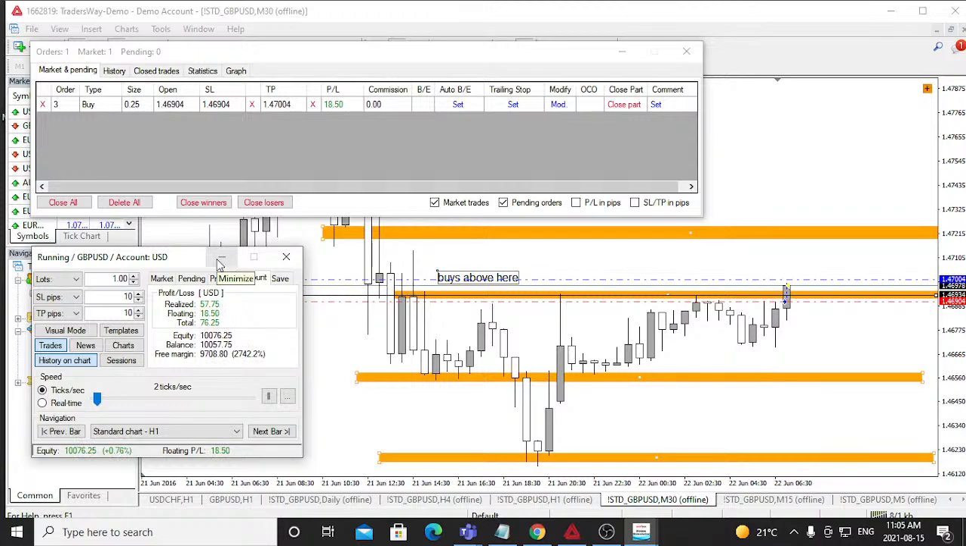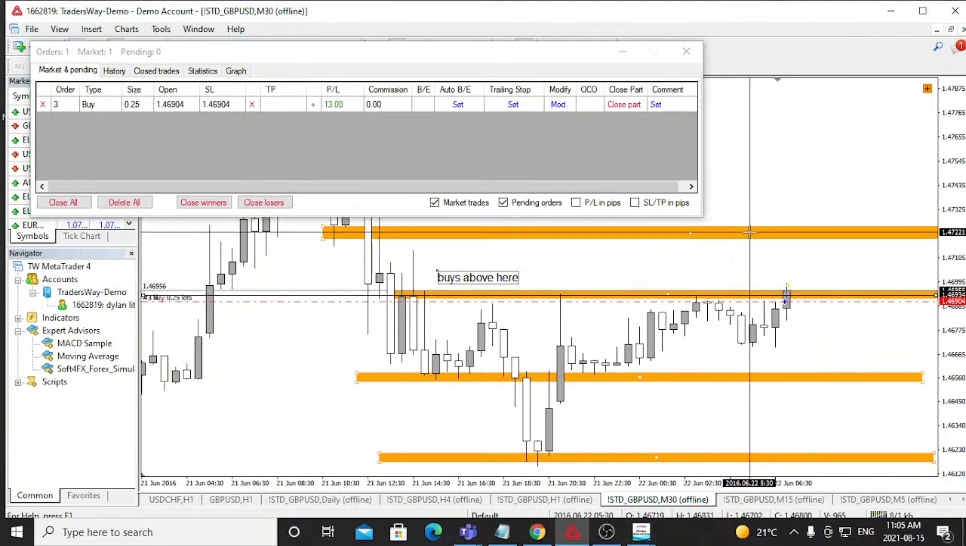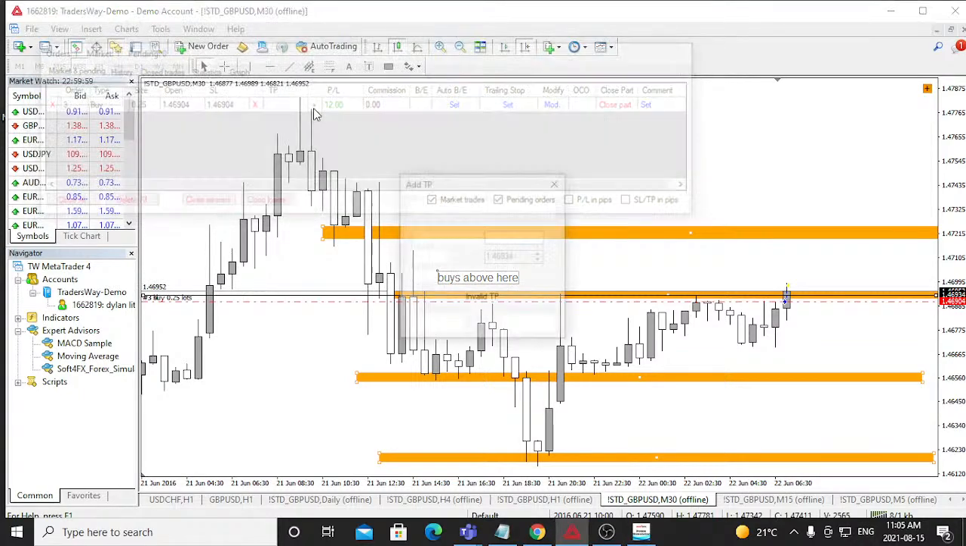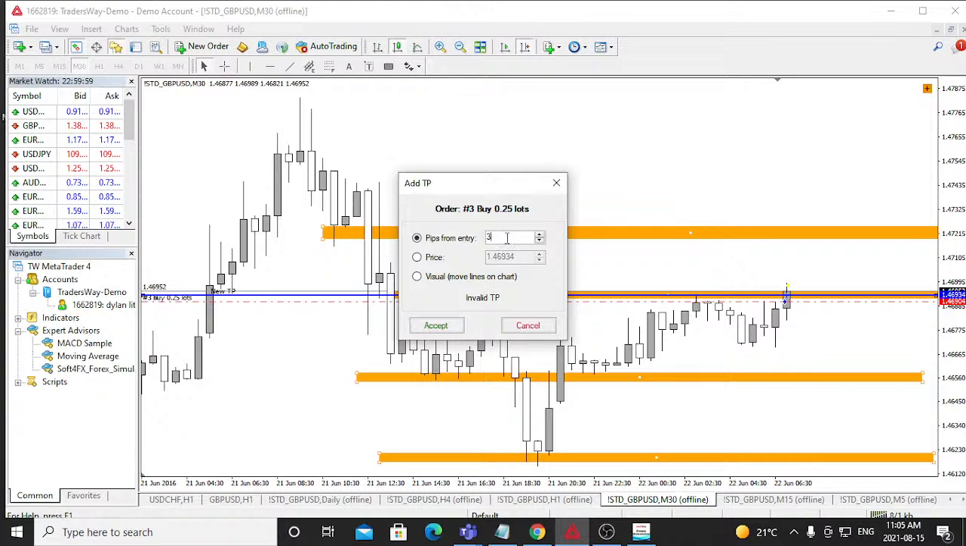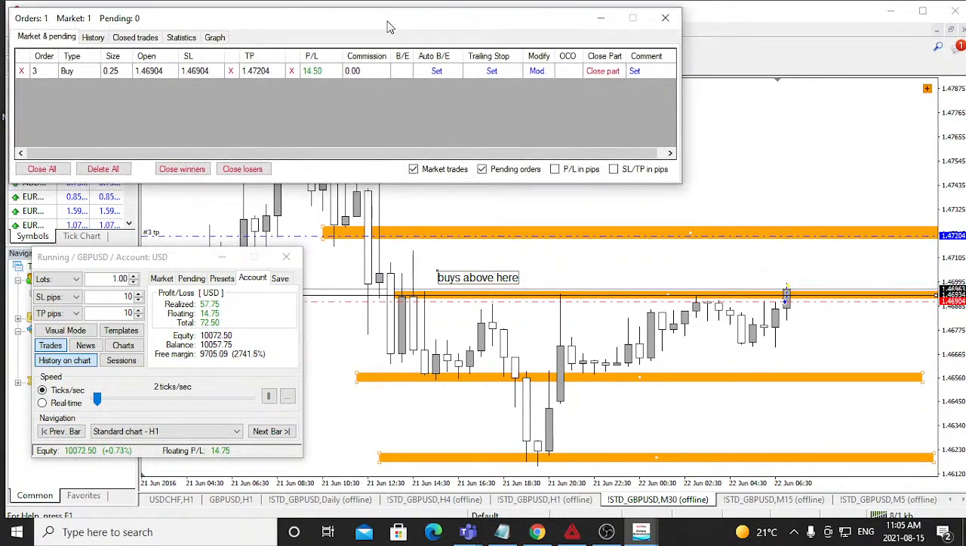Okay. So next time what I can try to do is take the take profit off and then move the take profit to about 15 pips, something like that, right? So right here, we're just going to take the take profit off, put the take profit to about this level right here, which is about 30 pips away. Pips from entry 30. And we're going to let that just run. That will do the work for us.